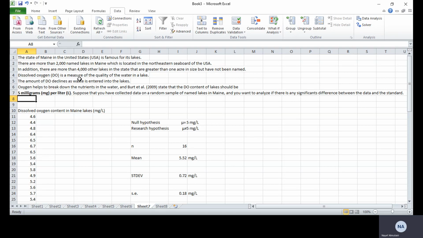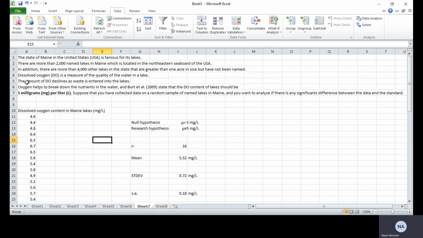In addition, there are more than 4,000 other lakes in the state that are greater than 1 acre in size, but have not been named. We use dissolved oxygen, DO, which is a measure of the quality of the water in the lake. So if the DO went below 5 milligram per liter, this means that something is wrong in the lake. If DO is above 5 milligram per liter, it means that the lake is in good condition.